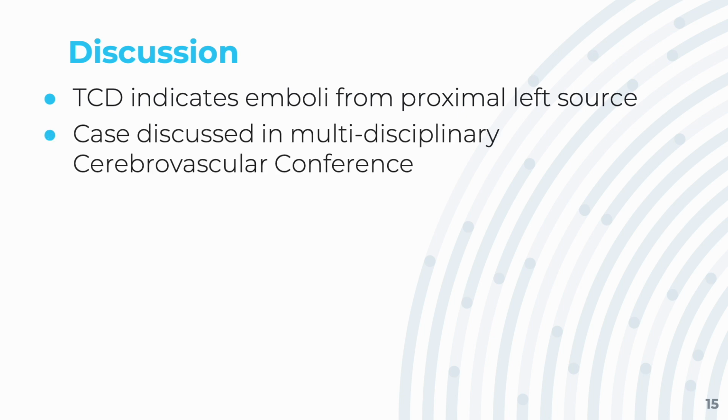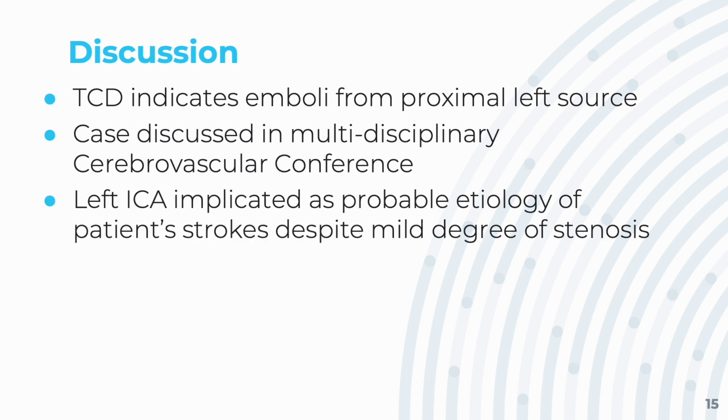This case was very puzzling to his providers, and he was discussed in a multidisciplinary cerebrovascular conference, and it was quite a heated discussion amongst neuroradiologists, neurologists, stroke team, neurosurgeons, and neurointerventional radiologists. And the consensus was that the patient's left ICA was implicated as the most likely cause of his ongoing strokes, despite the mild degree of stenosis.